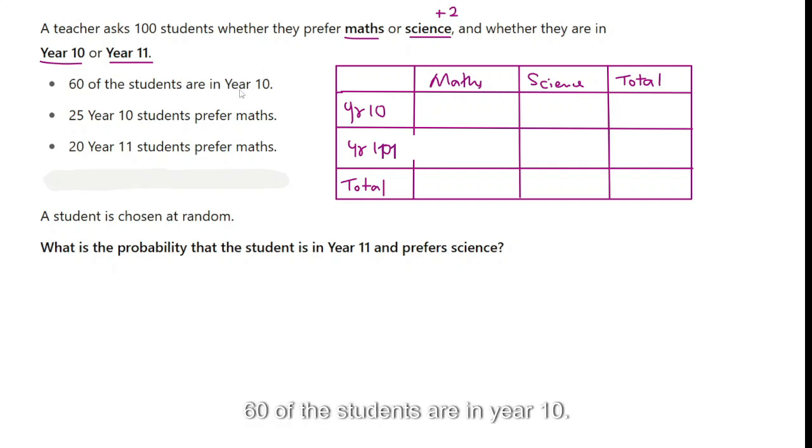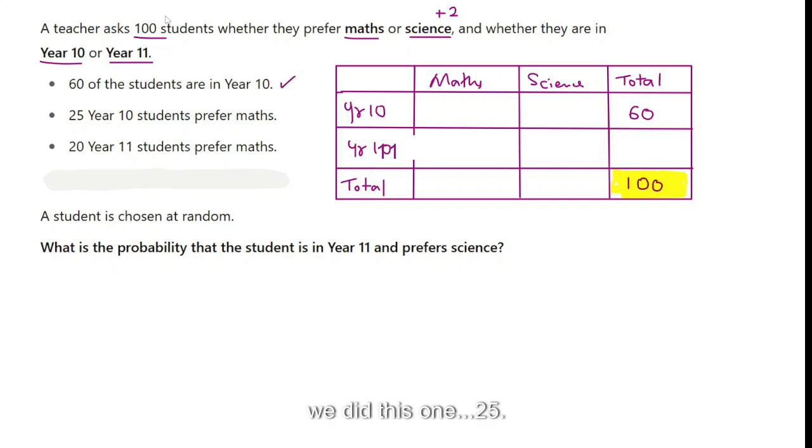60 of the students are in year 10. Okay, so year 10, the total is 60. Now we know the total number of students is 100. The total of everything, the biggest number, always goes here in the bottom right hand side, this one here.